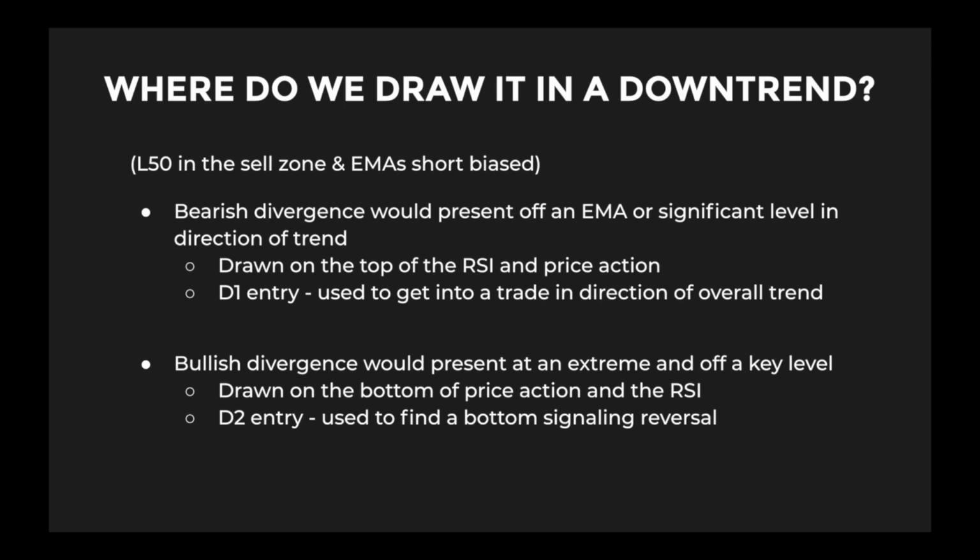So again, to review this slide, now we're talking about a downtrend. Bearish divergence is going to present on top of the RSI and on top of the price action. Bearish divergence tells you we're moving down, in the direction of the overall trend. In inverse to that, we have the bullish divergence that presents off an extreme, signaling the bottom, using the D2 entry to find the bottom. This is going to be drawn on the bottom of the RSI and the bottom of price action. That's your D1 and your D2 in a downtrend.